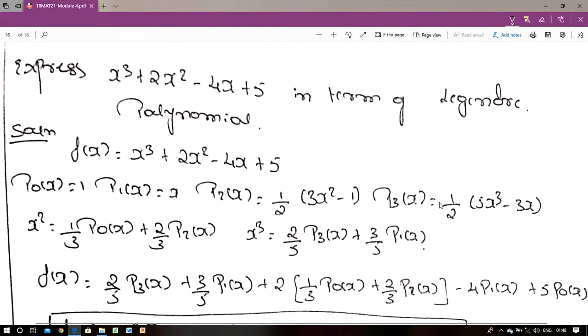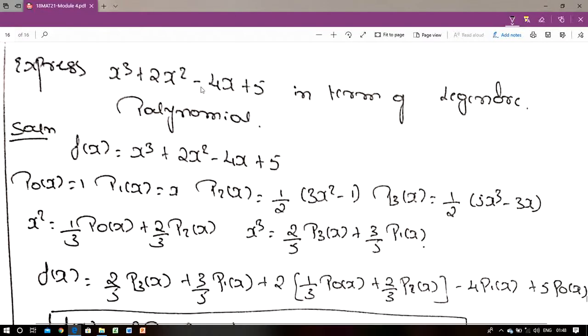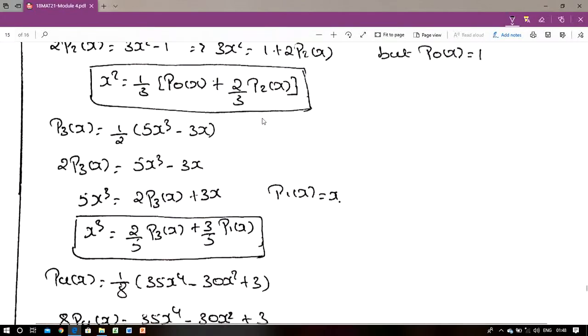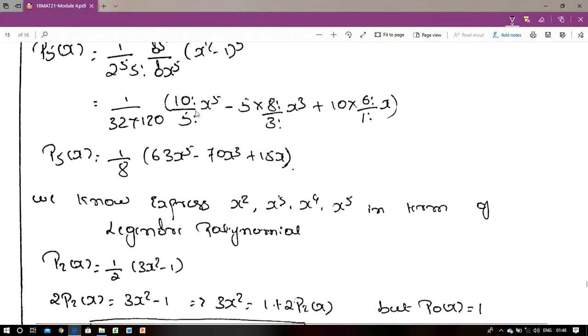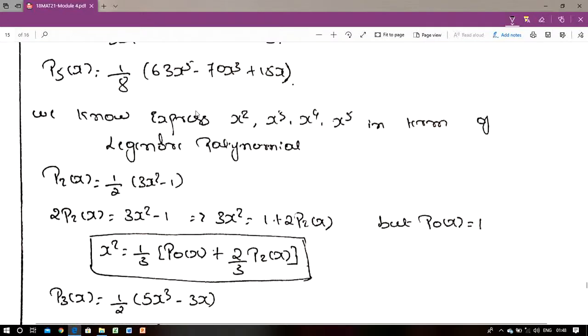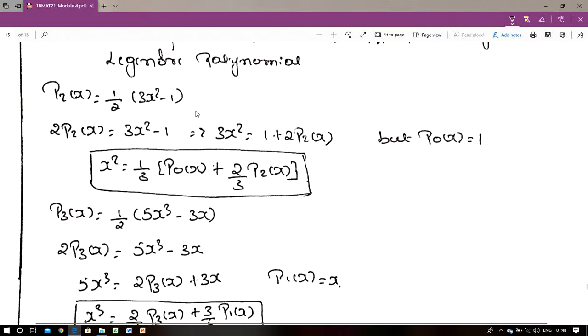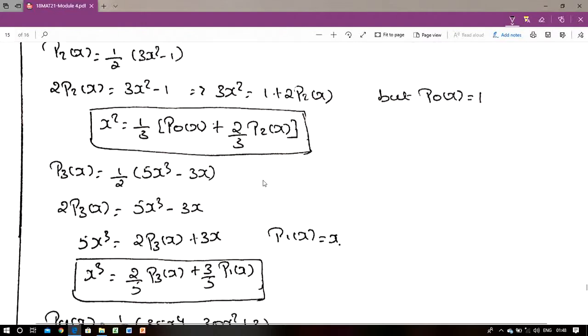The first problem: express x cube plus 2x square minus 4x plus 5 in terms of Legendre polynomials, or sometimes it is asked as, using Rodrigues formula, express as a Legendre polynomial. It is very simple. First write down the given function, that is f of x is equal to x cube plus 2x square minus 4x plus 5. We already know 1 means P0 of x, x means P1 of x, x square means 1 by 3 into P0 of x plus 2 by 3 into P2 of x.